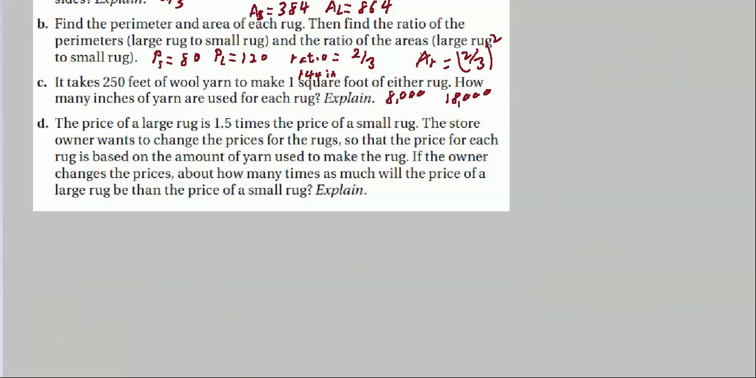And at the very end here in part D, the owner is charging 1.5 times as much for the large rug as the small rug. And you can see the sense of that because the similarity ratio from the small to the large is 3/2, which is 1.5. But that's the similarity ratio for the sides. It would really make more sense to price it according to the areas, not the lengths.